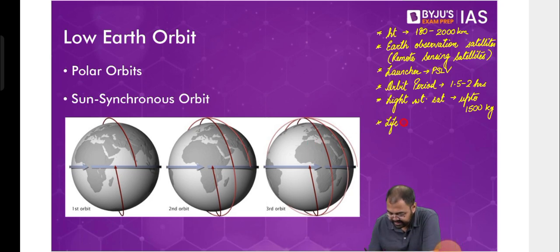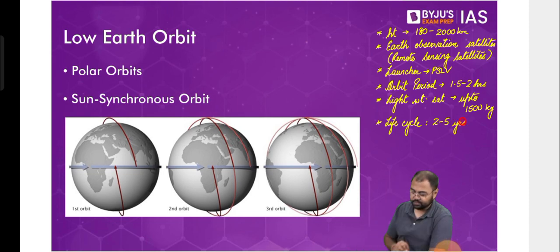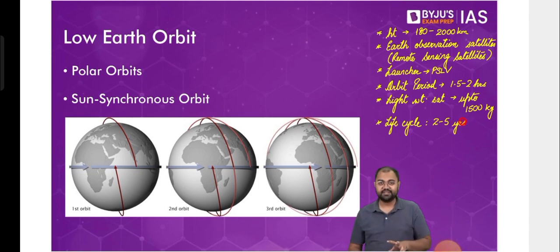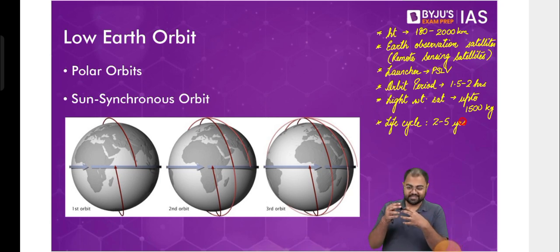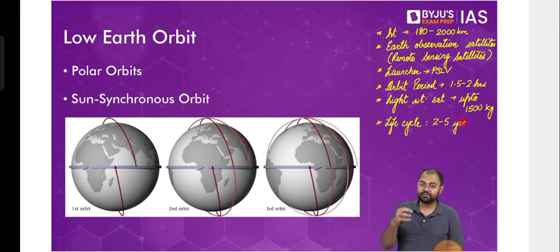The total life cycle is generally 2 to a maximum of 5 years. So they are not operational for very long, also for a reason that these are very near the Earth. Being near the Earth also means that there is a very strong gravitational force pulling on them. So they also carry an extra amount of fuel so that they can be kept in the required orbit. And that's why the wear and tear in these satellites is also very high, and that's why they do not remain operational for very long.